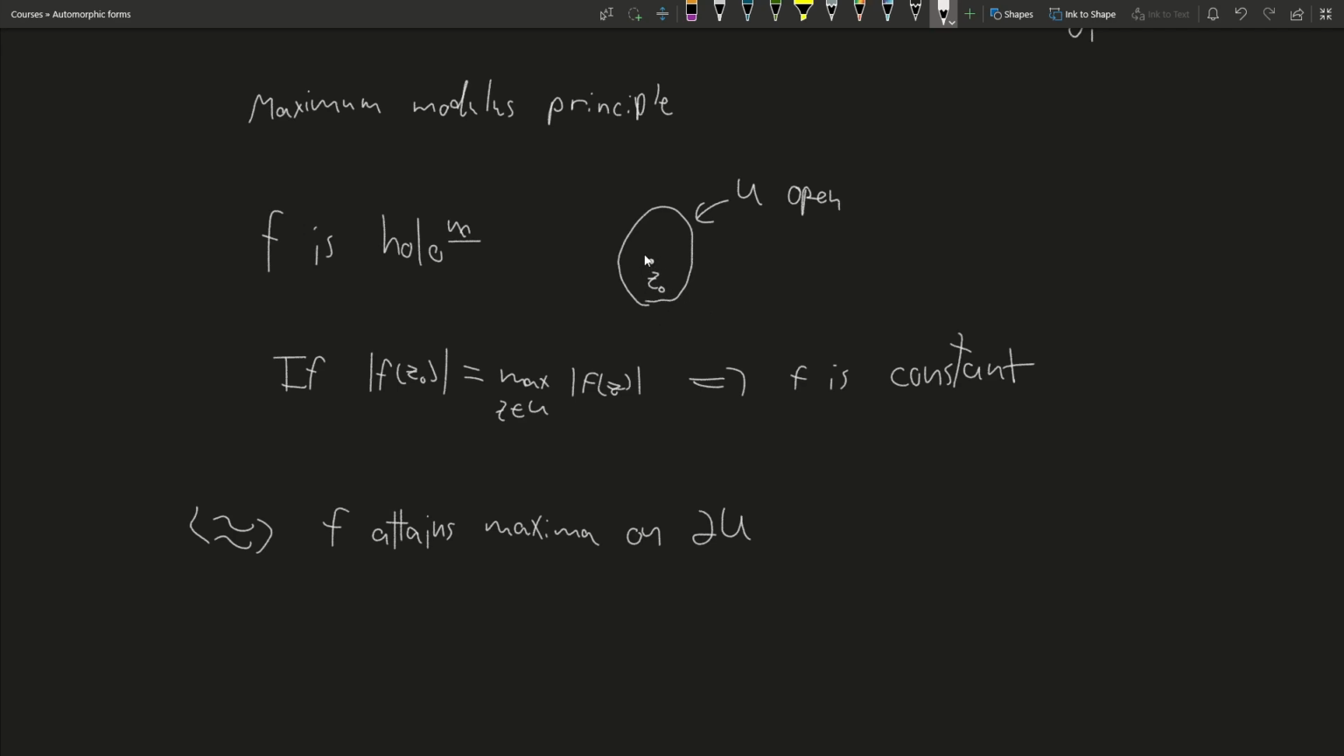So the absolute value attains its maximum only on the boundary. The maximum modulus of a holomorphic function on some connected compact region has to be on the boundary of that region, and this is universally true. And this holds for compact regions. Well, sorry, it's assumed to be open, so it can't be compact, bounded maybe.